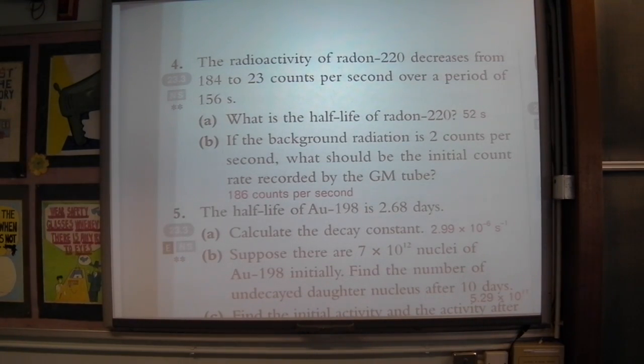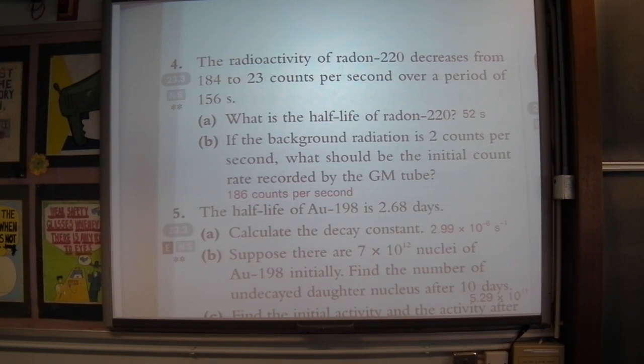So we use 23 equals 184 times e to the power minus k, and the time is 156 seconds. We use this formula to calculate the value of k.